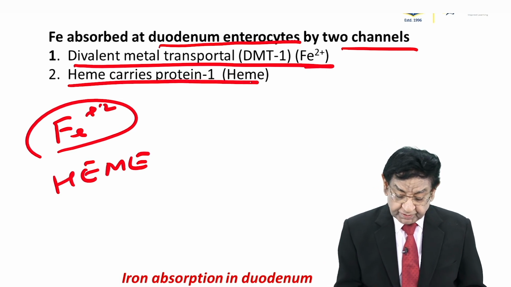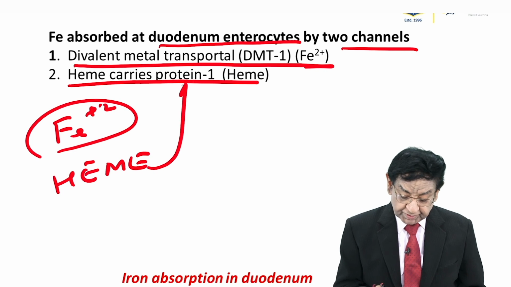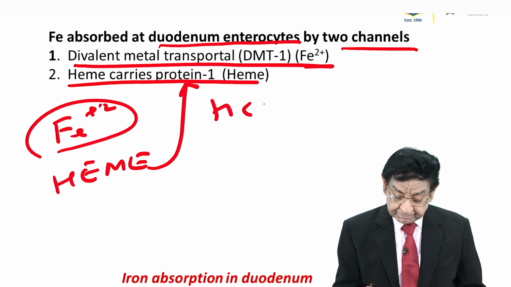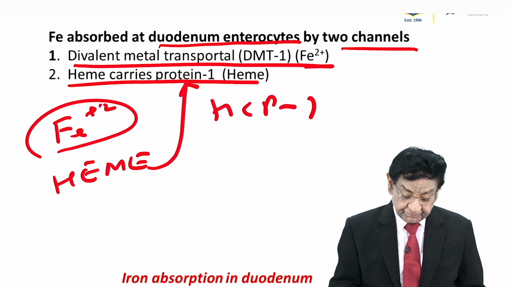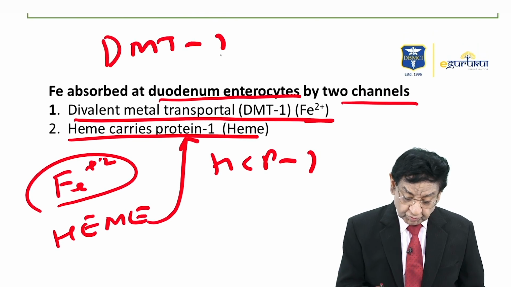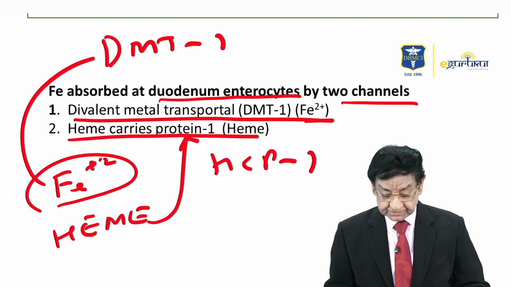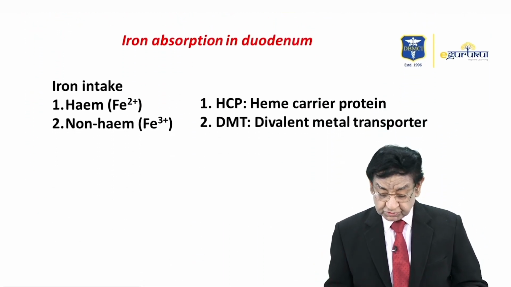Heme carrier protein 1, which absorbs heme. Remember, the heme molecule will go by HCP1 and ferrous will be going by divalent metal transport 1. They will absorb ferrous. With this background, summary.